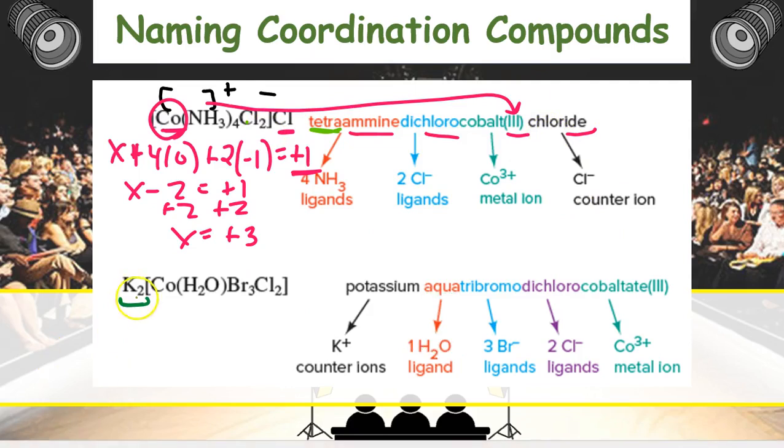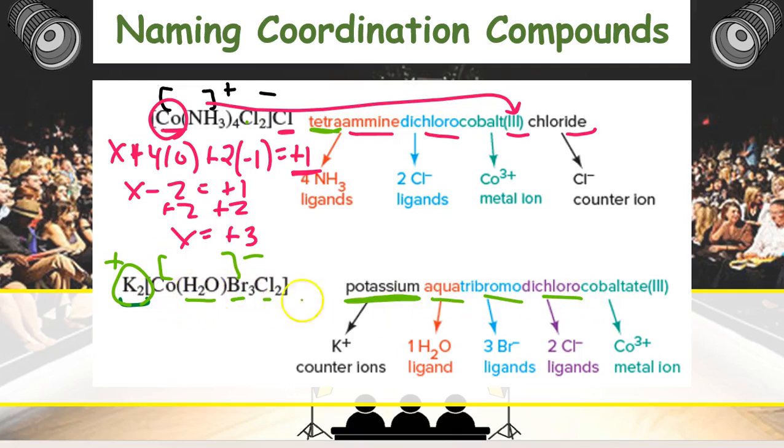And then finally, when you have the counter ion as your plus charge and then the complex as your anion, that means you're going to have to write out the actual counter ion first, which is potassium. And then you're going to go ahead and name the complex ion like we saw before. So you want to make sure that you have all of your different ligands. So we have water, bromine, and chlorine. So we have aqua, bromo, and chloro.